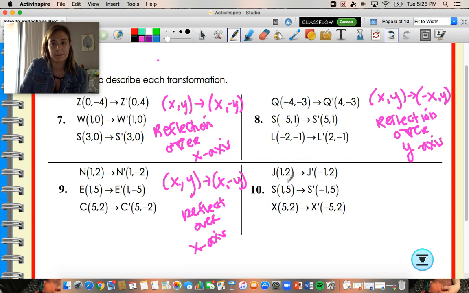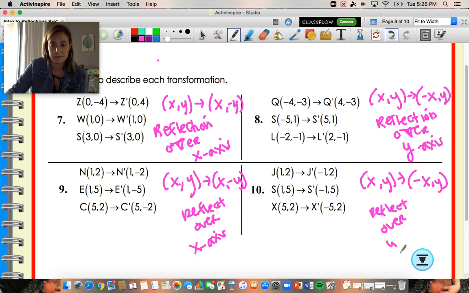X became opposite, Y stayed the same. Fine, right? X became opposite, Y stayed the same. So this one, again, is a reflection over the y-axis.